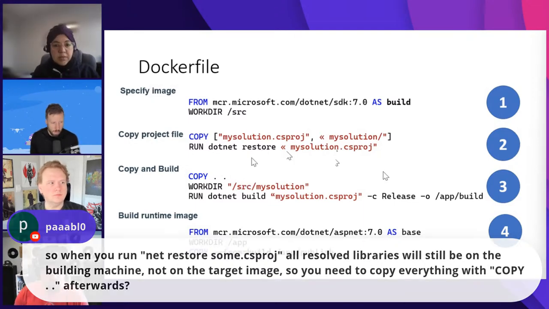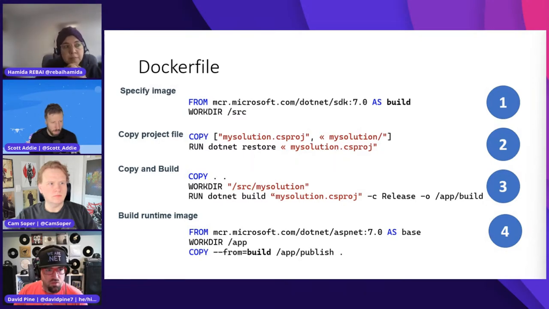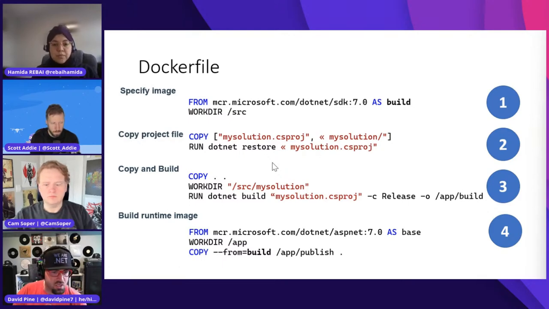When we look at this Dockerfile example, we're specifying the base image that we are going to use as our build. So you see from MCR, the SDK. So we're using the SDK as our build image. And we're going to copy over the build dependencies, for example, the project. We're going to resolve all of the other project dependencies. Then we're going to copy over all of our local files and then build as a release. And then we're going to output it to the app build directory.